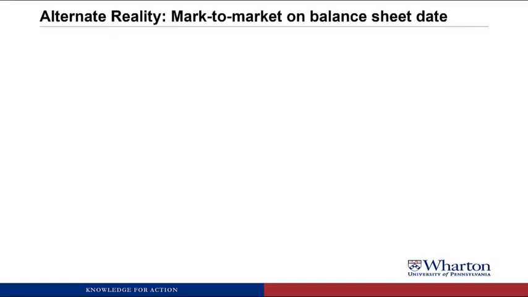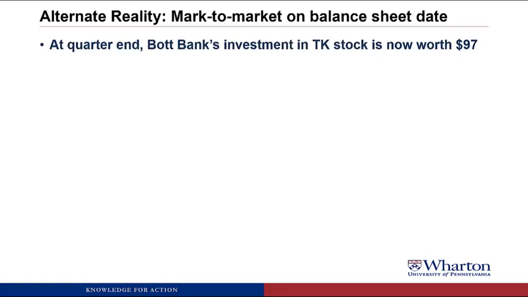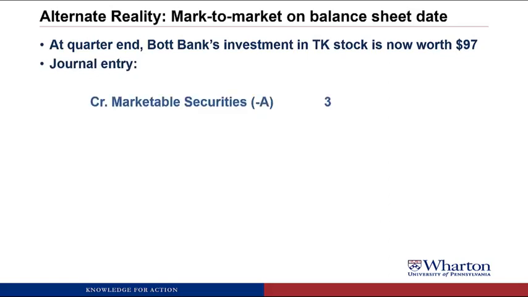Now, to get some more practice at this and to see what happens if you end up getting an unrealized loss, we're going to do an alternate reality version of the final part of the example. So we're going to go back to the mark-to-market on the balance sheet date, but instead of the TK stock going up to 103, in our alternate reality, at the quarter end, the investment in TK stock is now 97. So for the journal entry, we have to credit marketable securities by 3.